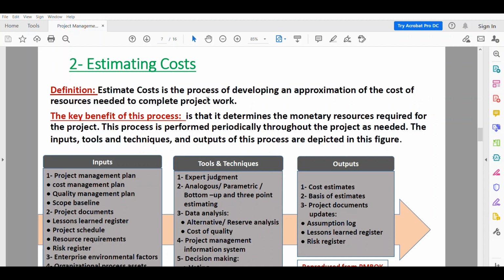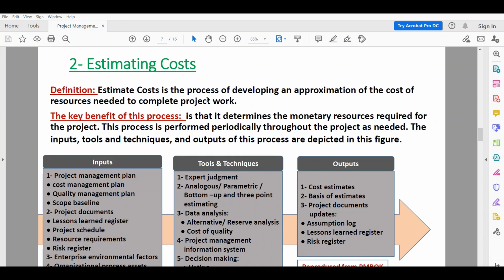The second one is analogous, parametric, bottom-up, and three-point estimating. These are the estimating tools. The third one is data analysis, alternative or reserve analysis, cost of quality. The fourth one is the project management information system. And the fifth one, decision making, the voting.